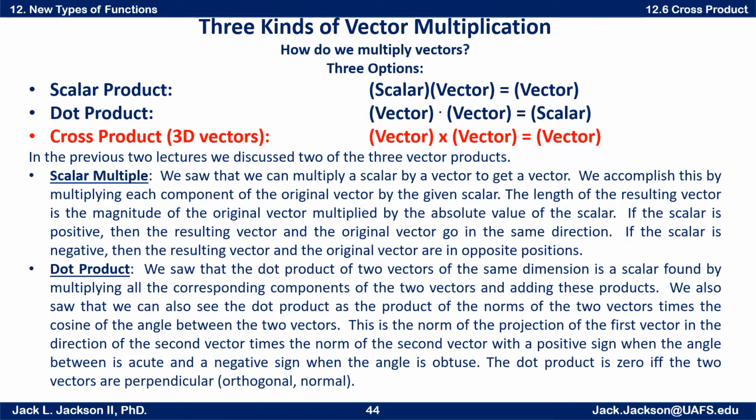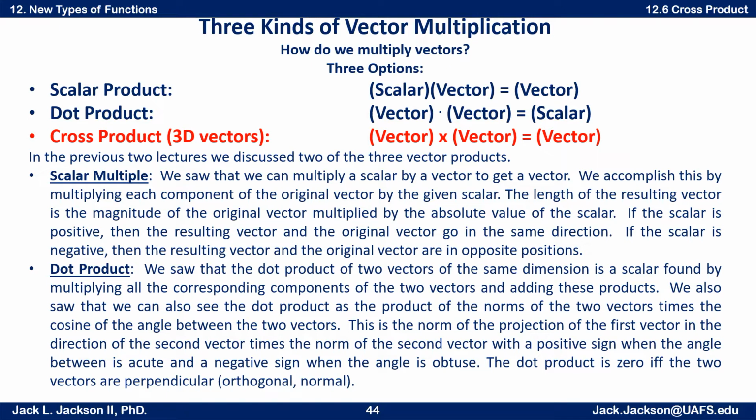The length of the resulting vector is the magnitude of the original vector multiplied by the absolute value of the scalar. If the scalar is positive, then the resulting vector and the original vector go in the same direction. If the scalar is negative, then the resulting vector and the original vector are in opposite directions. And of course, if the scalar is 0, then we get the 0 vector with all the components being 0.